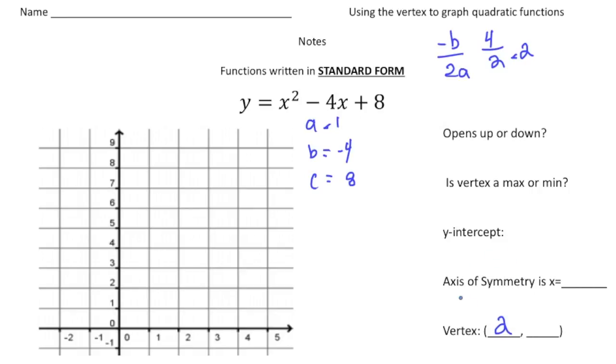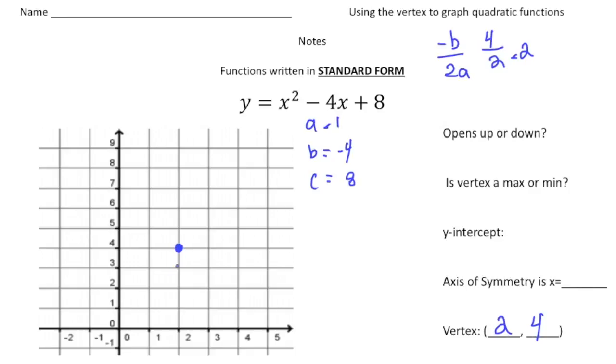Now, to get the y value, we take that 2 and we plug it back into the original function. So 2 squared is 4, and this is going to be a negative 8. So 4 minus 8 is negative 4, and then plus 8 is a positive 4. So we know the vertex is at location 2 and 4. So let's put a point right there. All right, so there is our vertex.